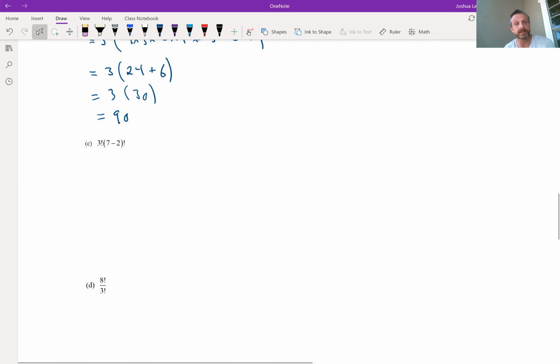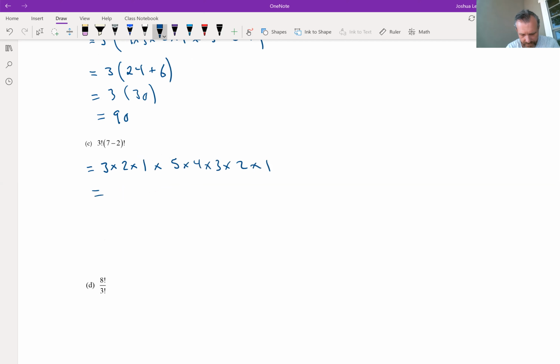And how about C? 3 factorial times 7 minus 2 factorial. So 3 times 2 times 1 times, and then 7 minus 2 is 5, right? So 5 factorial. So this is going to be 6 times, and then we already found that up there, right? That's 120. And 6 times 120 is 720. Okay.